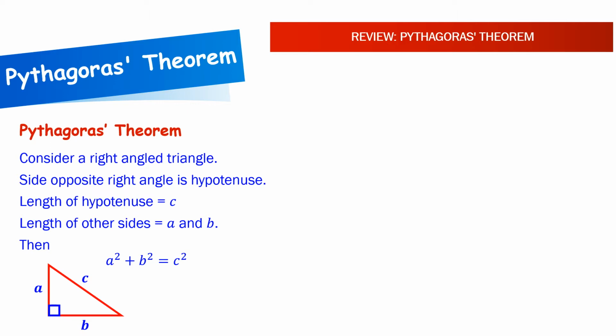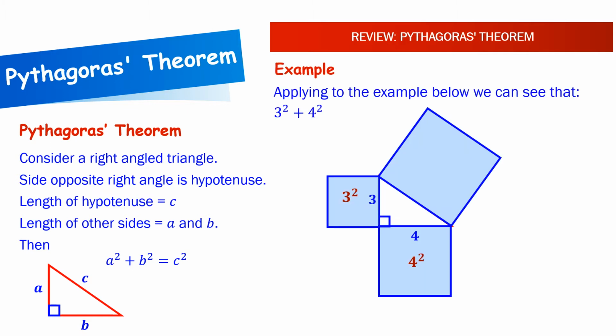Let's take a look at an example. We can apply Pythagoras' theorem to the example on your screen to find the missing side. Notice that a equals 3 and b equals 4. So if we square a, which is 3 squared, and square b, which is 4 squared, and add them together, we should get the length of the third side squared. So since 3 squared plus 4 squared equals 5 squared, we have that the length of the third side is 5.